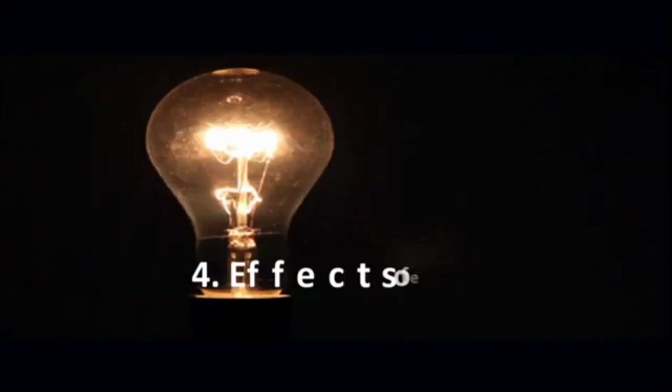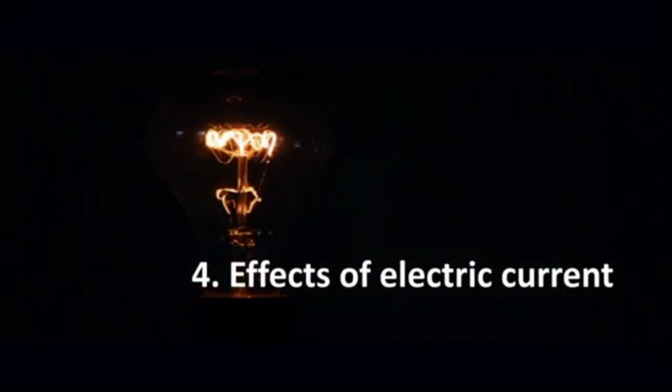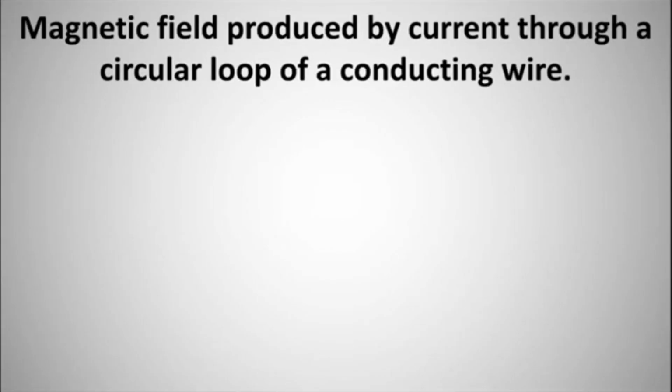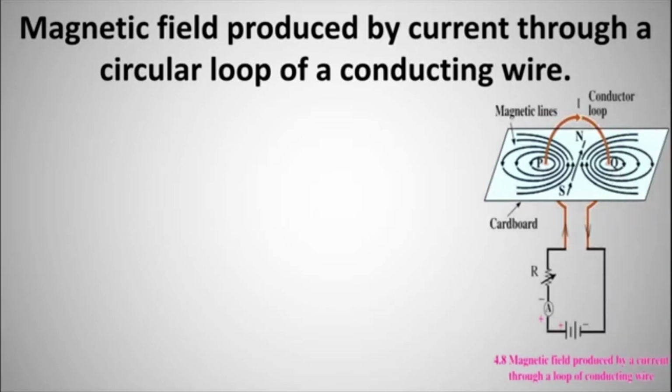Chapter 4, Effects of Electric Current. Magnetic field produced by current through a circular loop of conducting wire. We learned about magnetic lines of force of the magnetic field produced by a current flowing through a straight conductor. So what will happen to the magnetic lines of force of the field produced by a current flowing through a loop made by bending the straight wire?